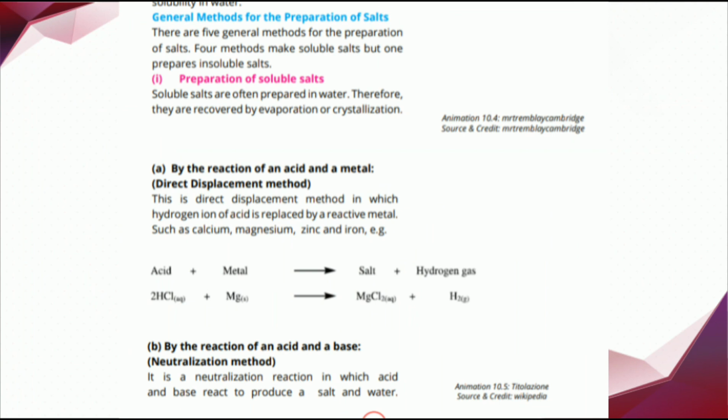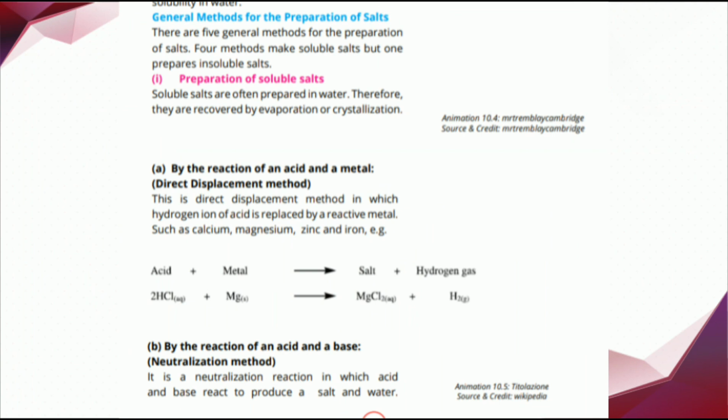Here acid is hydrochloric acid and metal is a reactive metal, that is magnesium. When magnesium reacts with hydrochloric acid, it produces magnesium chloride, MgCl2. From hydrochloric acid, hydrogen is replaced with magnesium. Then MgCl2 is formed and hydrogen gas evolves out. This salt, magnesium chloride, is soluble in water.